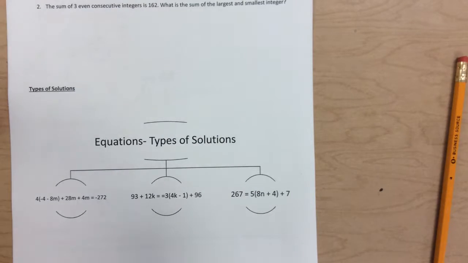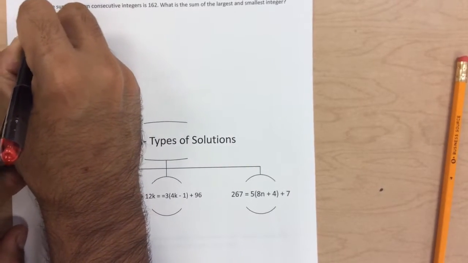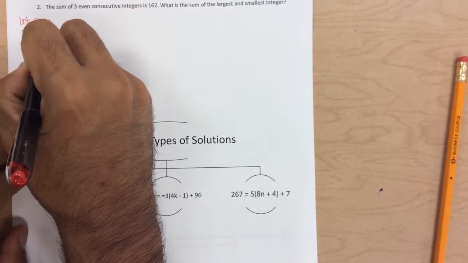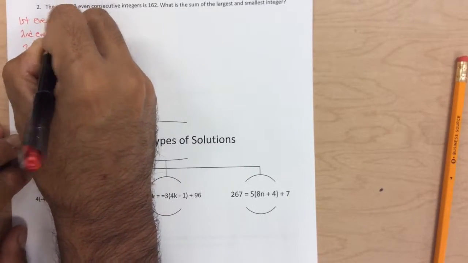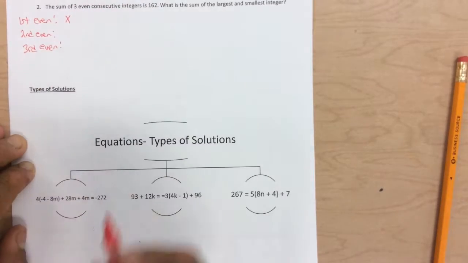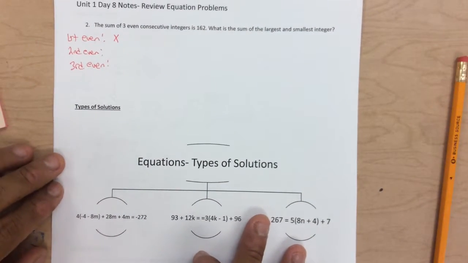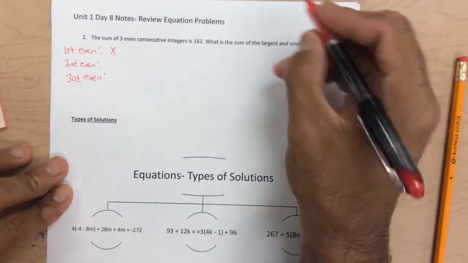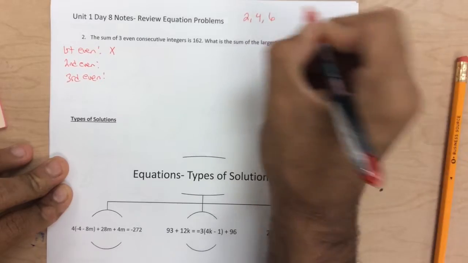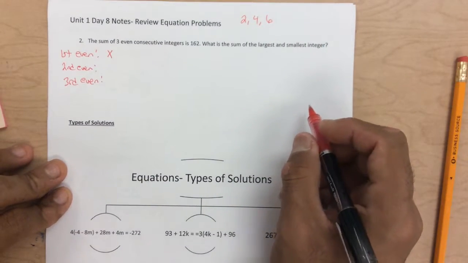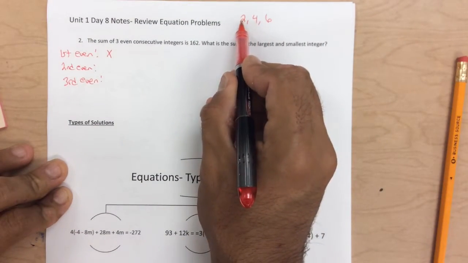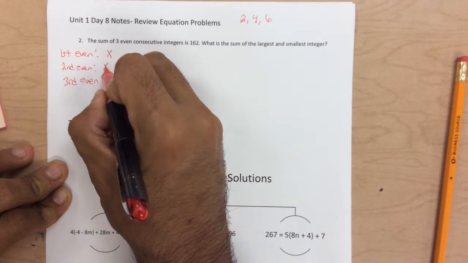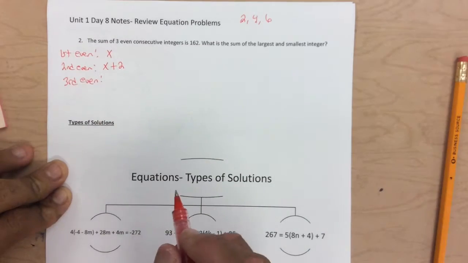Well, first we need expressions to represent my first even number, my second even number, and my third even number. Let's say that the first even number will just be represented by x. Now, give yourself an example. I'll say 2, 4, 6. Those are my 3 consecutive even numbers. Now, how can I use the first number to get to the second number? Well, I have to add 2. So let's do that. X plus 2 gives me my second even number.